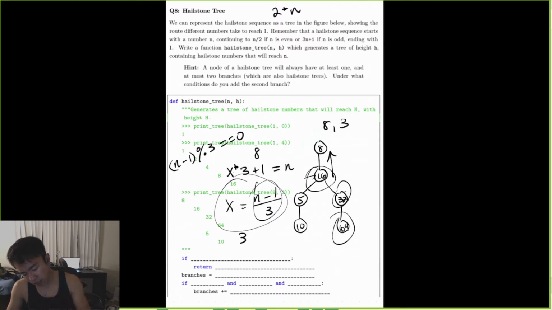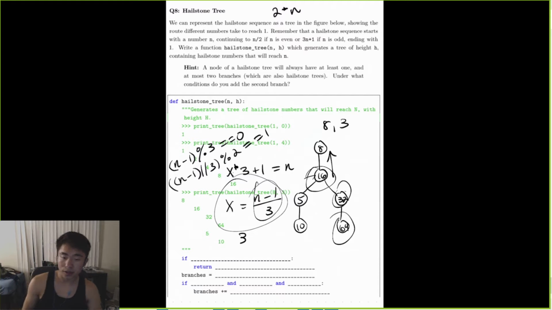And so that's another condition that we have. N minus 1 mod 3, divided by 3, mod 2 is equal to 1. So we're checking if that number is odd. And if that number is odd, well, we're kind of done there. If that number is odd, it's valid. We can have it as part of our Hailstone sequence, going backwards.